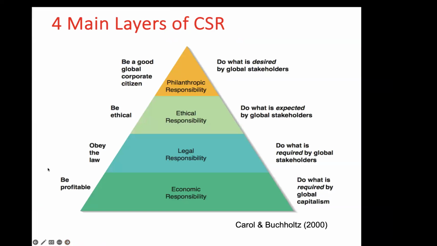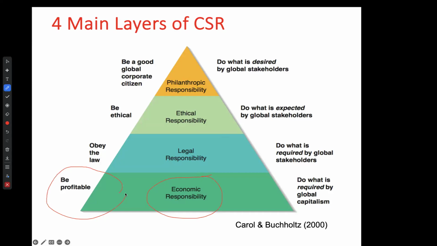And then we move on to the CSR pyramid. The CSR pyramid talks about how the company has to first make profits. That is the economic responsibility. First, be profitable, because if you're not profitable, you can't think about anything else. And the company has a legal responsibility. Obey the law, pay your taxes.